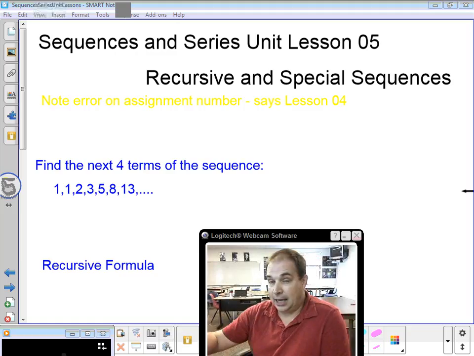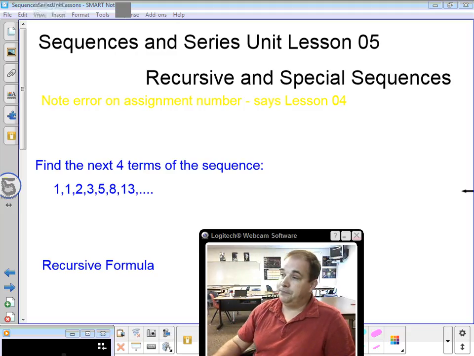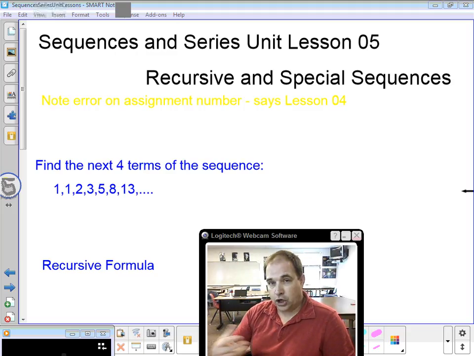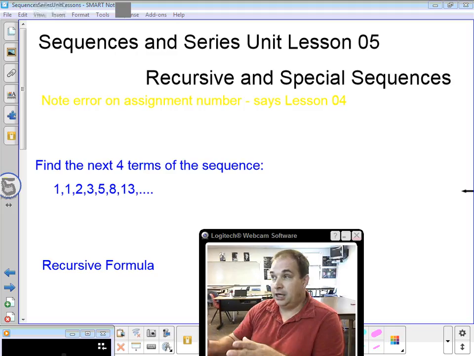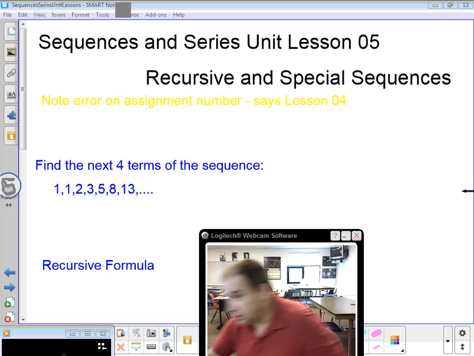It's not arithmetic. It's not geometric, because I'm not adding the same number. I'm not multiplying by the same number. There's something else to it. And we say that it has a recursive formula, meaning to figure out the next term, I need more information to get to that. So let's talk about this one more precisely.